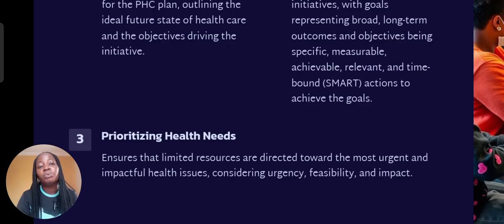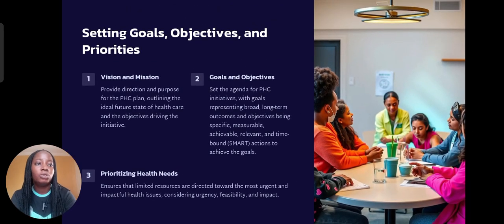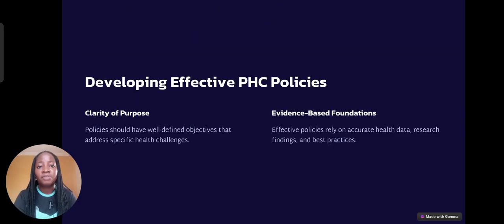Then next is to prioritize health needs. Which health needs are most essential and which are least? You do it so that it ensures limited resources are used well. Remember, inadequate funding is one of the challenges facing primary healthcare. So it ensures that limited resources are directed toward the most urgent and impactful health issues, considering their urgency, feasibility, and impact. So that is what you have to think of first.